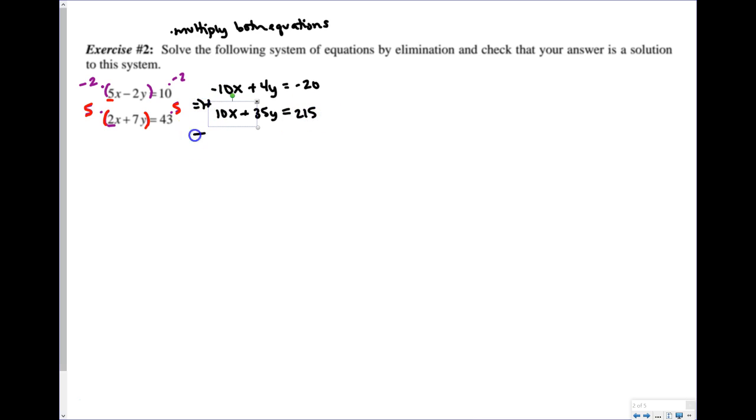Now look what I can do. Now I can add the two equations together because now I have a -10 and a +10 and they will cancel out. So now I can finish with my y's. 35y plus 4y is 39y, and 215 minus 20 is going to give me 195. When I divide both sides by 39, I get that y equals 5.